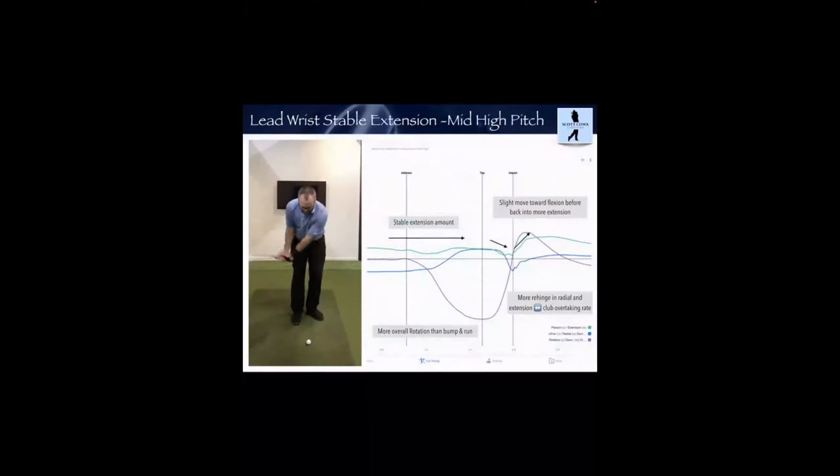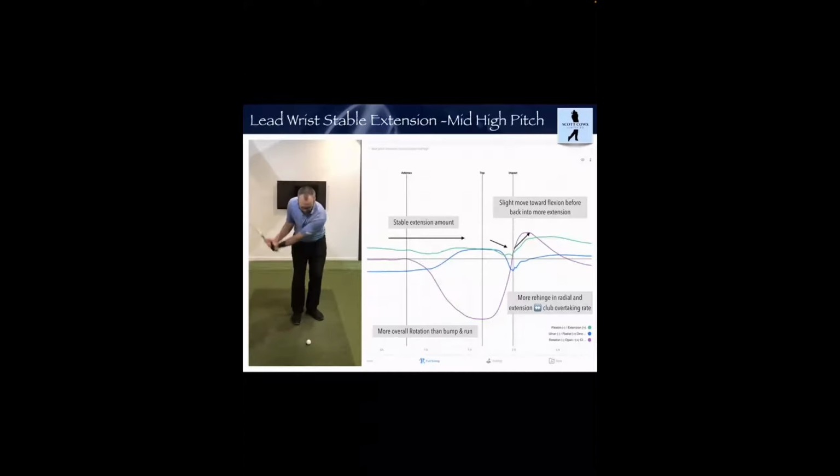Now, when we brought that into a mid-high pitch, a 25, 30 yard mid-high pitch here with a 60-degree wedge, I've got that ball position a little bit more mid. I'm purposely trying to retain the extension in my lead wrist as I go back. As I do that, there's a little bit more rotation. You can see the rotational value is a little bit higher, but I'm maintaining that extension amount to the top of the backstroke.